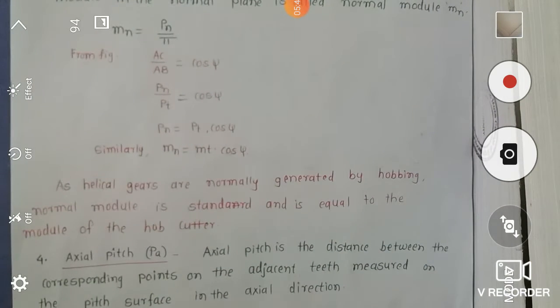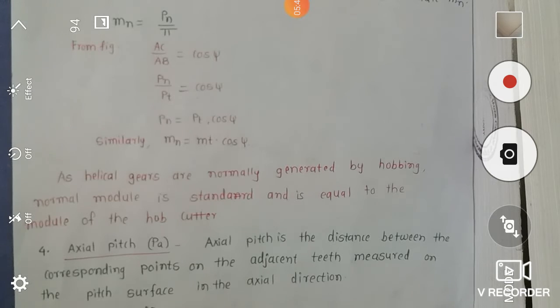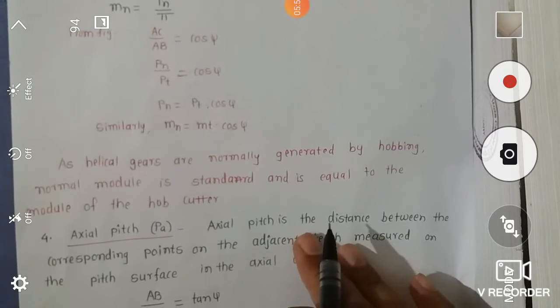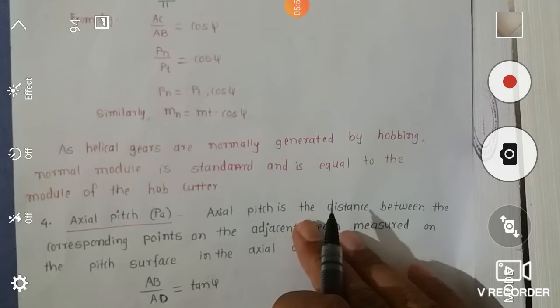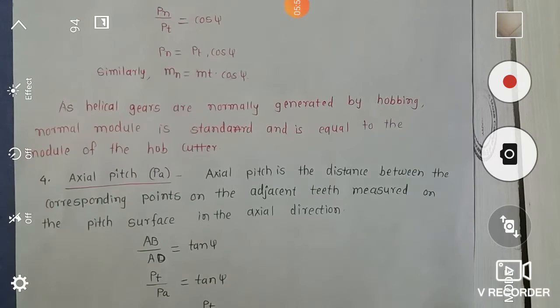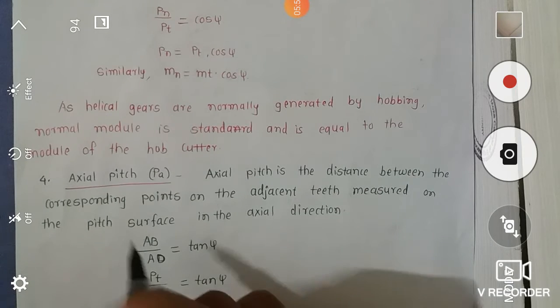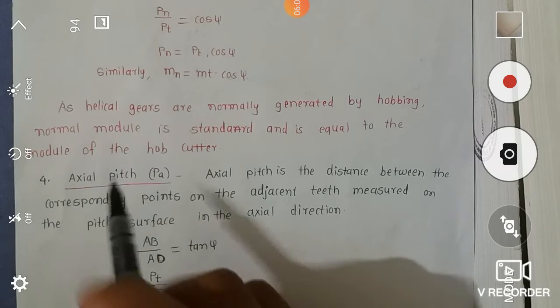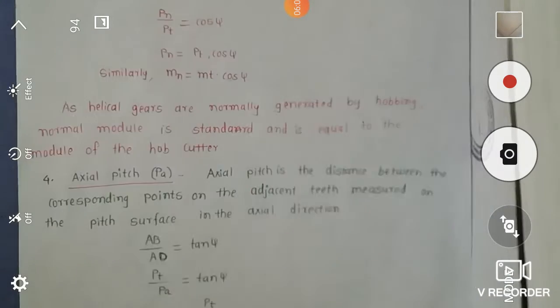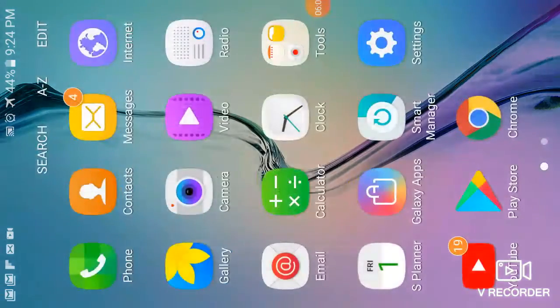As helical gears are normally generated by hobbing, normal module is a standard and is equal to the module of the hob cutter. So in case of helical gear, these two modules are available, that is normal module and transverse module. Generally normal module is considered as the standard module.